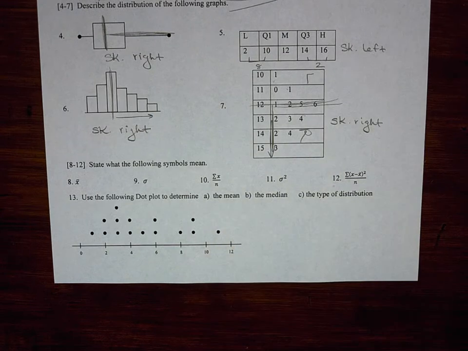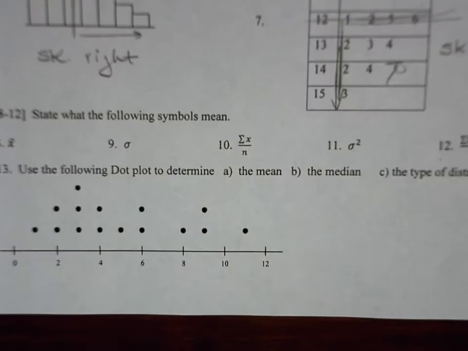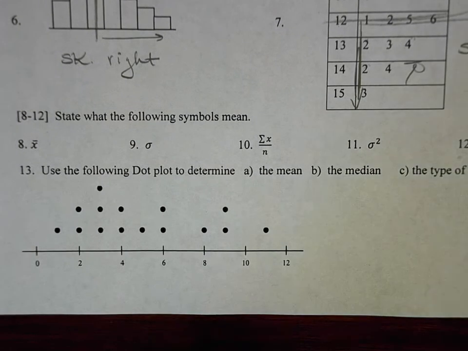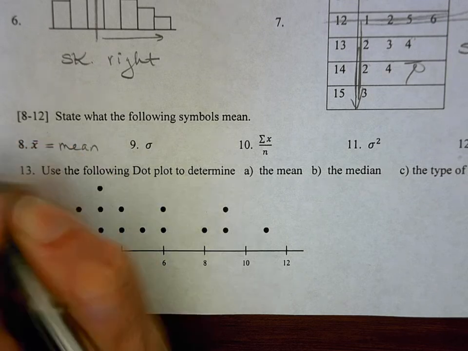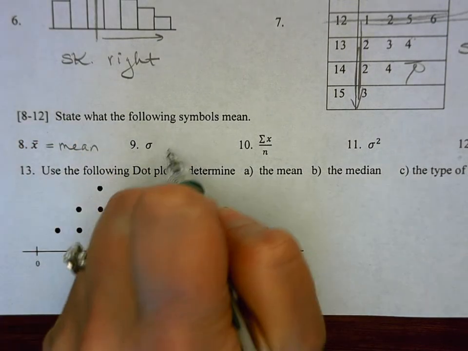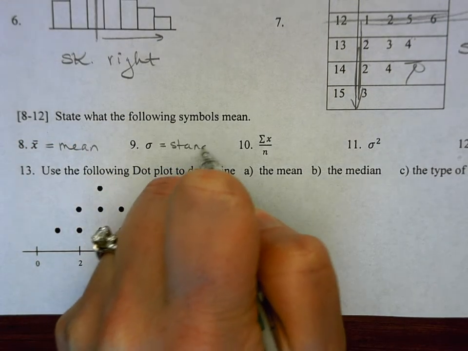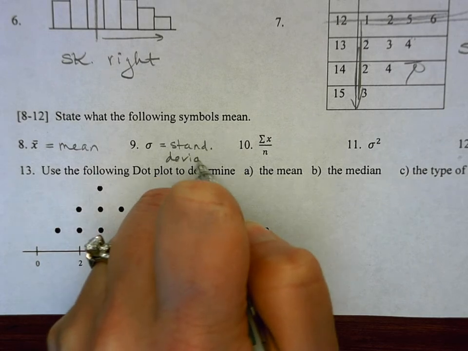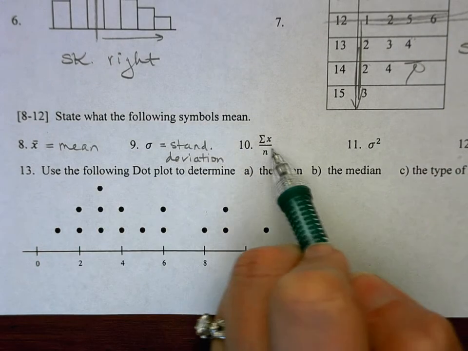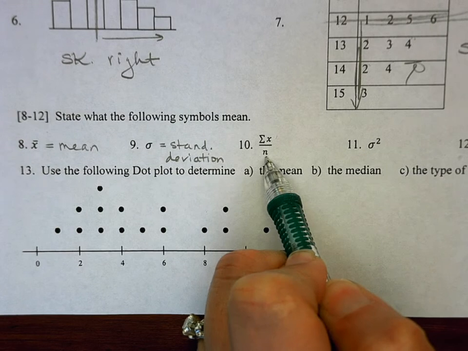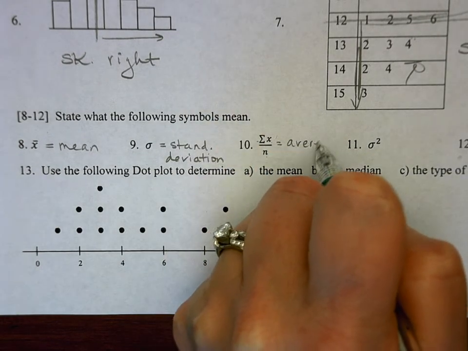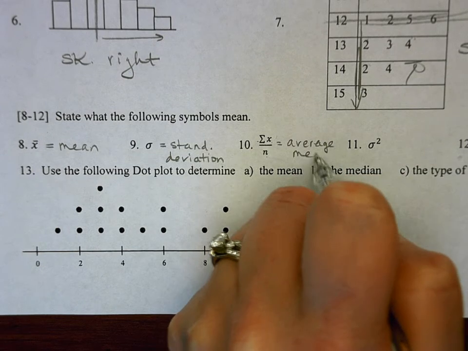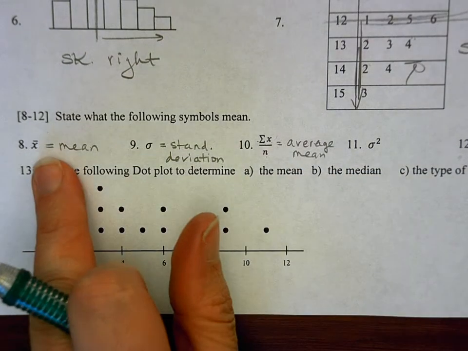Okay, so this one is making sure we know our notation, right? We need to know what these symbols mean. We can't just use the words, right? For this symbol, X bar, that's our mean or average. Lowercase sigma is our standard deviation. When I add up all the values and divide by n, that's called the average or the mean. So that's the formula for number 8.